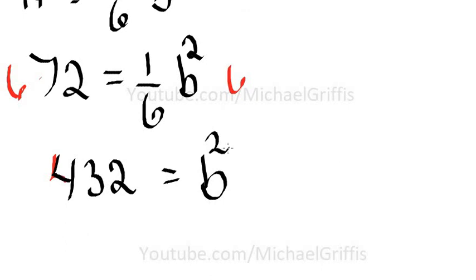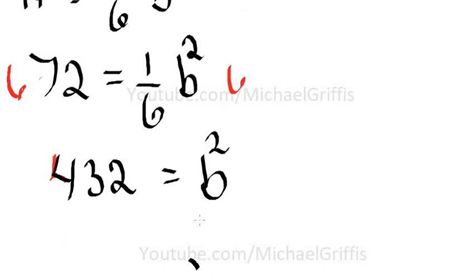Now what do we do? Well, something you may not have seen before, I'm going to show you something new. How do we take care of that? We can't just go b times b. There's not an integer that we can multiply by itself to give us 432.